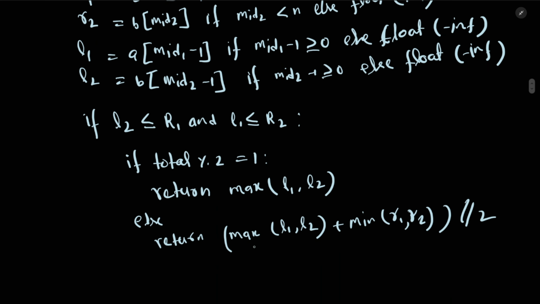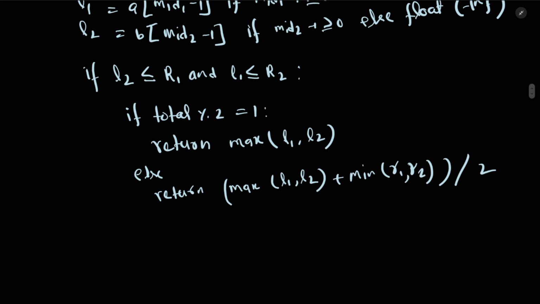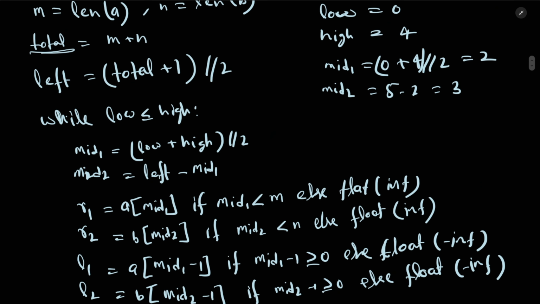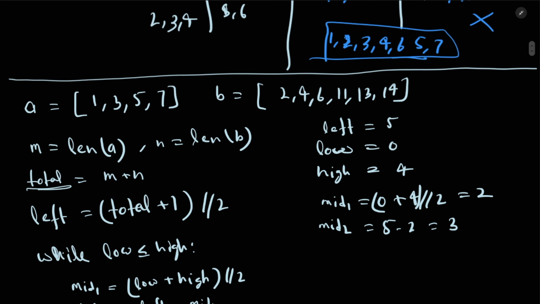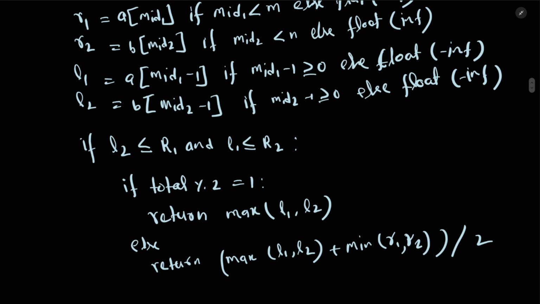So here we are taking the max and the min and then dividing by 2. This is our answer. We will not do the integer division, because if you remember, the question is expecting a float, so we will do the float division. But if this condition doesn't satisfy, then what will happen? We need to reset our low and high based on the mid that we have got.